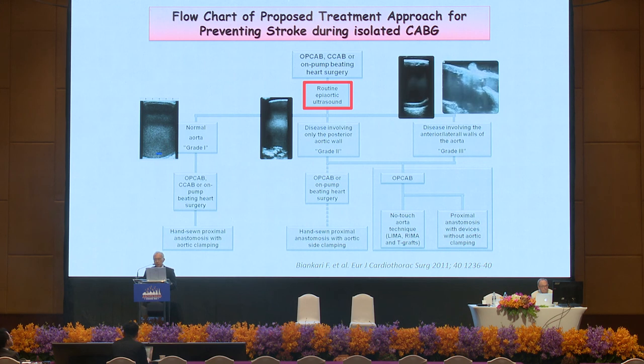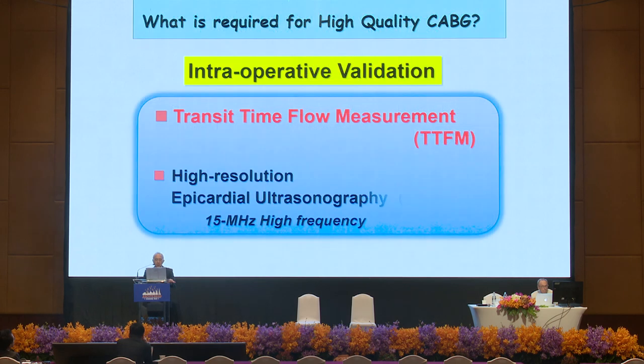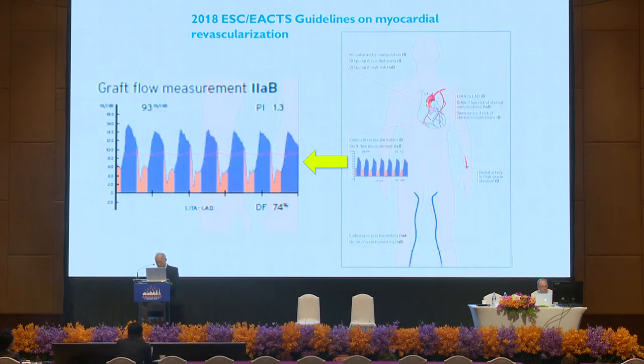For this kind of diffusely diseased aorta, definitely you have to do OPCAB and non-touch aorta, or if you find any hot spot for a safe portion, you can put a proximal anastomosis using a proximal anastomotic assist device like Enclose tube or HeartString. So the second important thing is transit time flow measurement after you construct a graft.